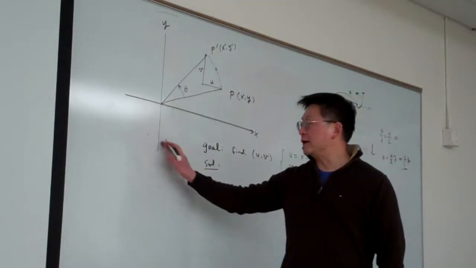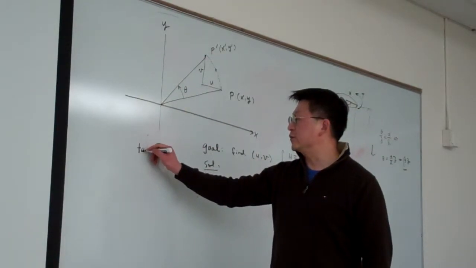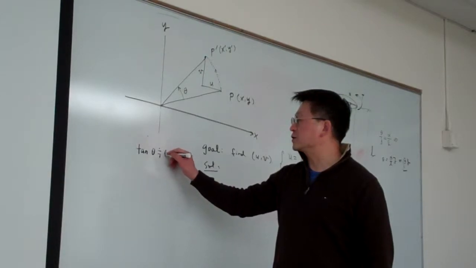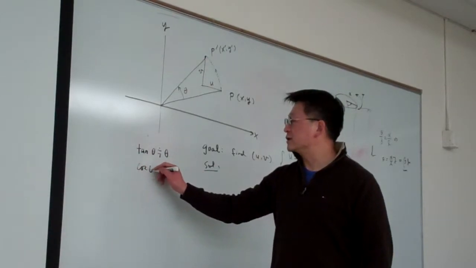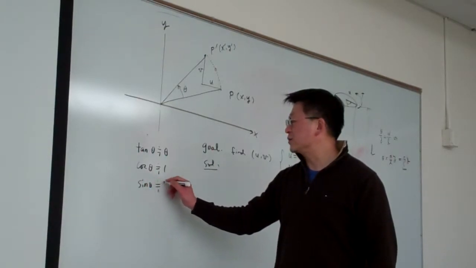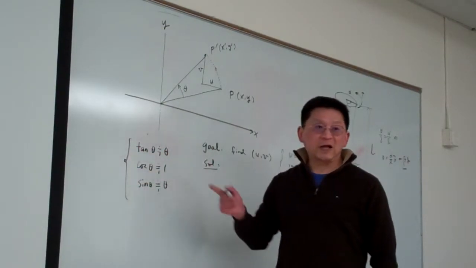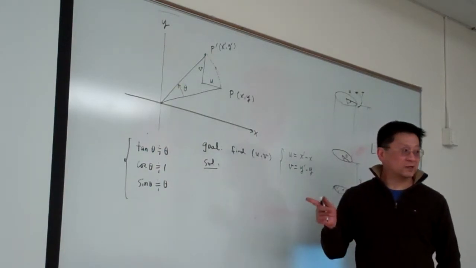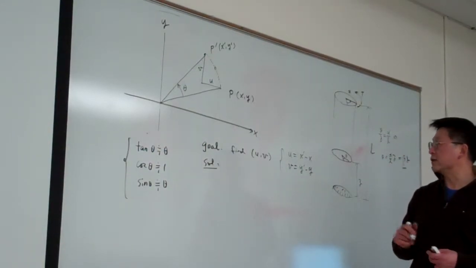For a small angle, that means we can have approximations. For example, tangent theta is approximately equal to theta, cosine theta is approximately equal to 1, and sine theta is approximately equal to theta. Because of that, we can make such an assumption. We can save this for our use. Okay, now we're back to here.